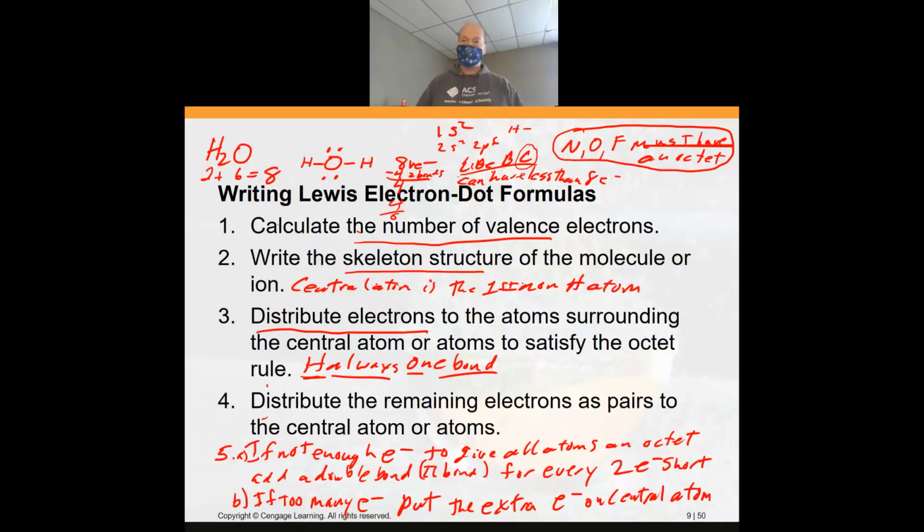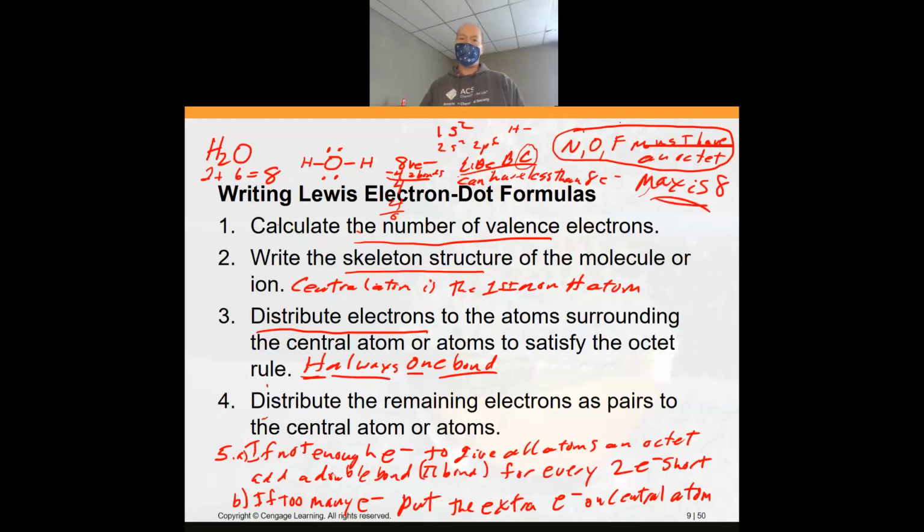But nitrogen, oxygen, fluorine, if they do not have an octet, you have the wrong structure. They must have 8 electrons. Every single structure that has an N, an O, or an F in it, they must have an octet. None of these can have more than 8. None. Maximum is 8.